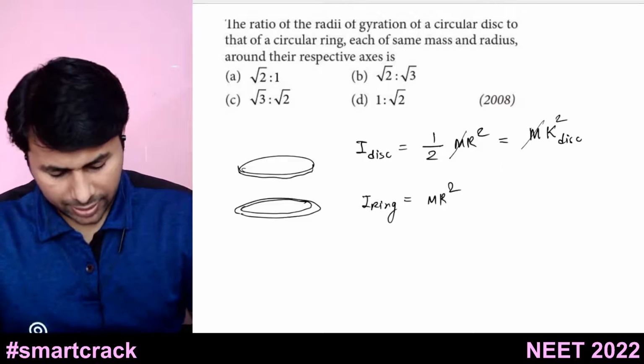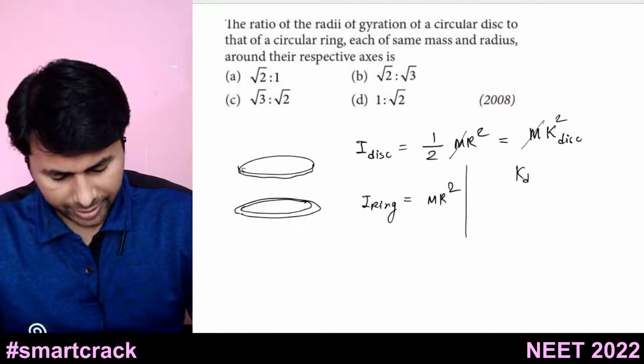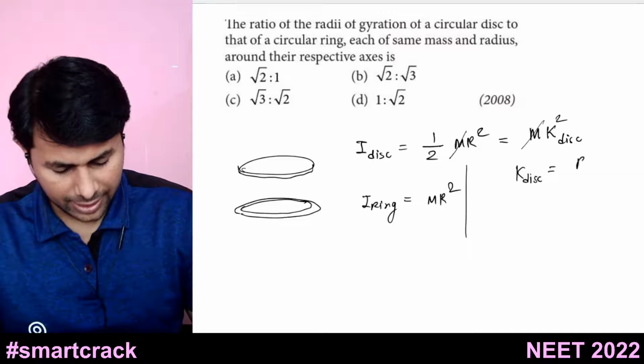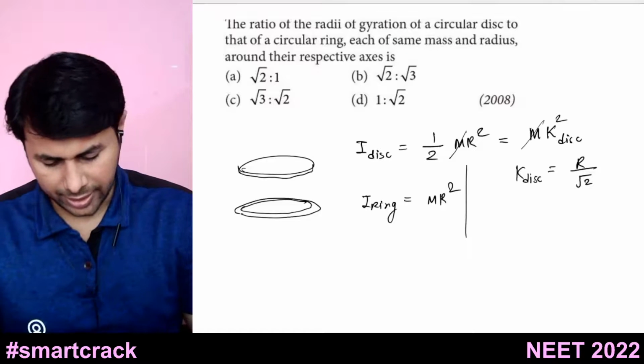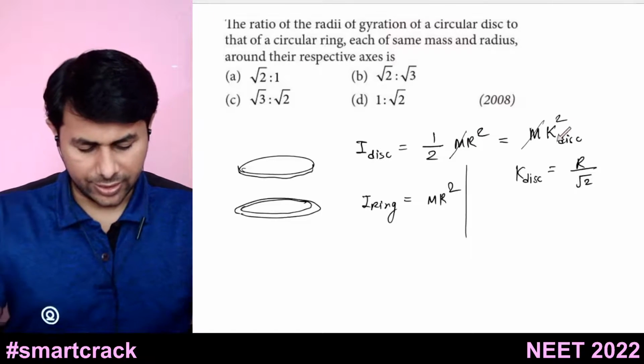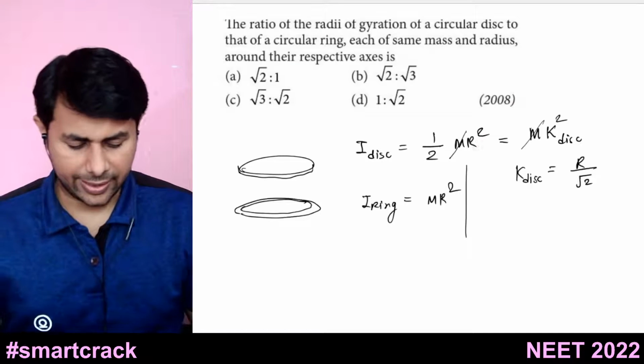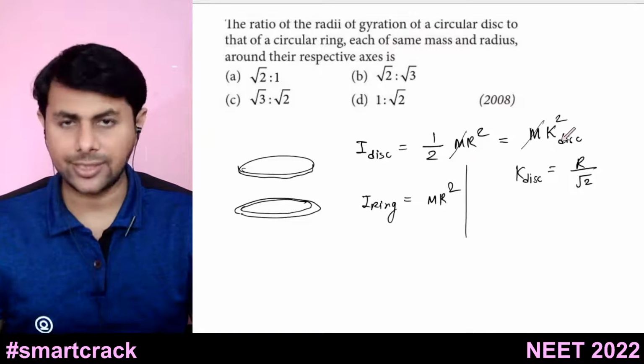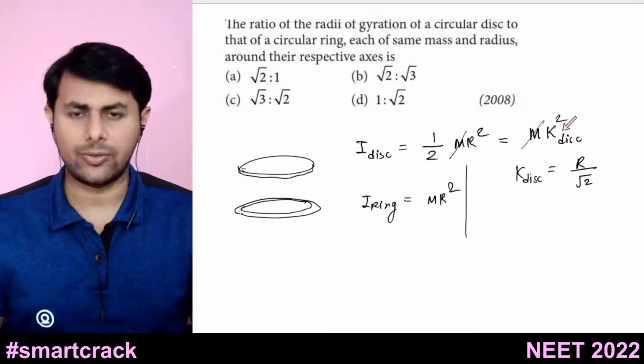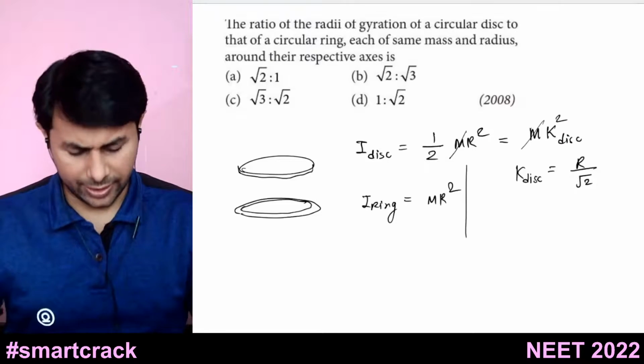So you get k of disk is equal to what? r square upon 2 equals k square. If you take the square root on both sides, k of disk will be r upon root 2.